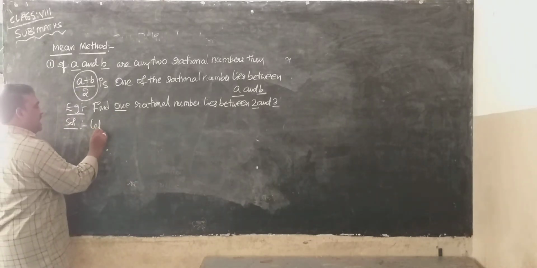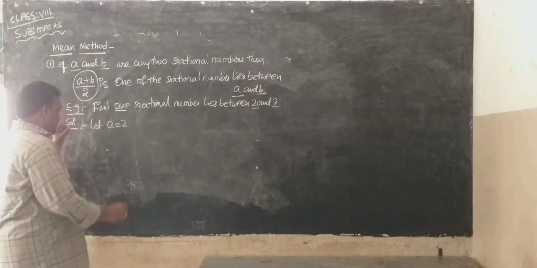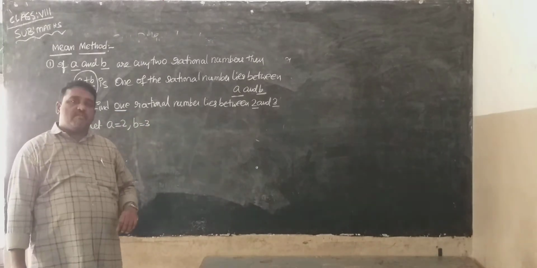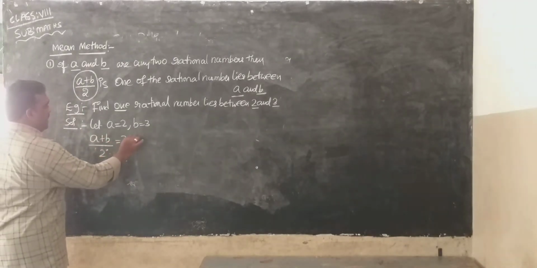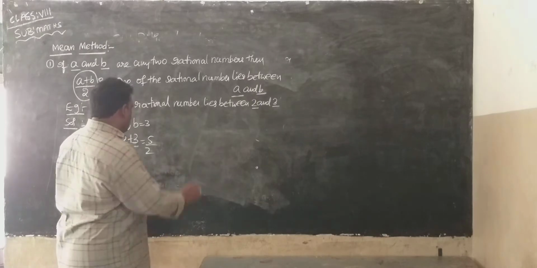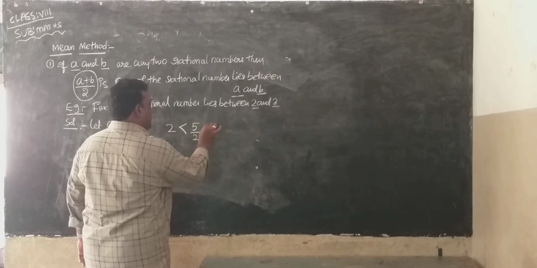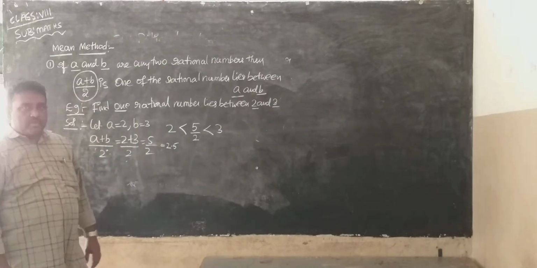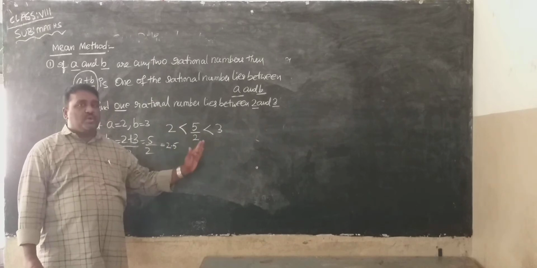So let us name the first number as A, a rational number, and the second number as B. A value is 2, B value is 3. Then (A plus B) by 2, that is (2 plus 3) by 2, equal to 5 by 2. So, completed: 2 is less than 5 by 2, which is less than 3. You know the value of 5 by 2 is 2.5. What is the meaning of less than? Lies between. 2 less than 5 by 2 less than 3.